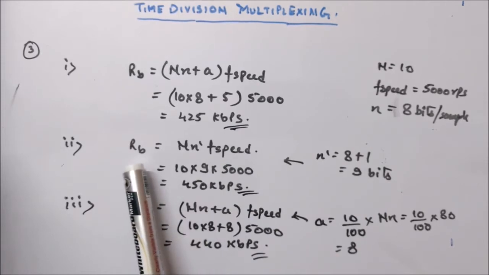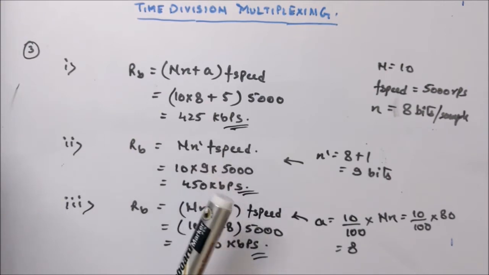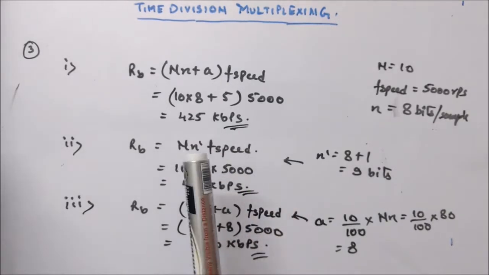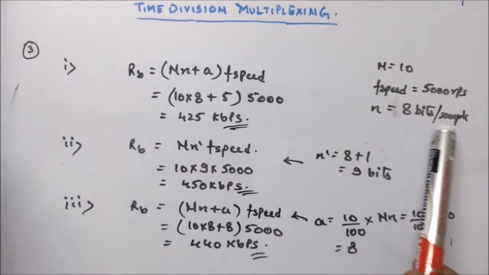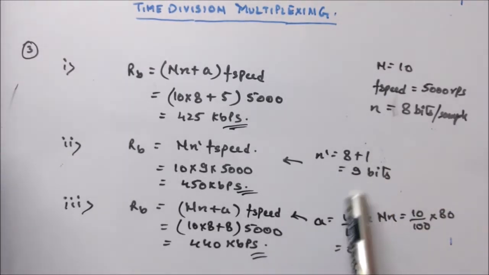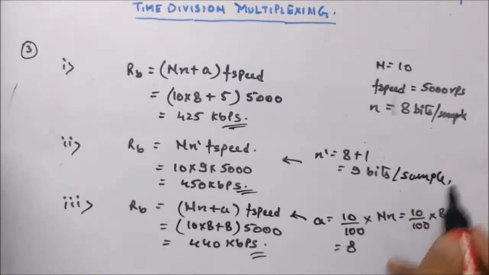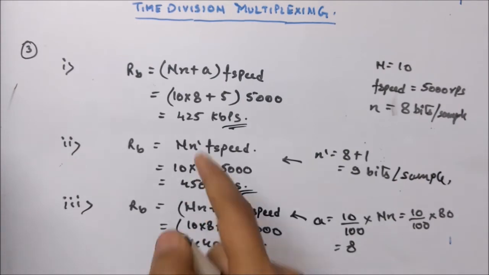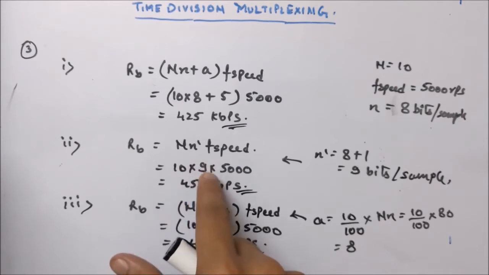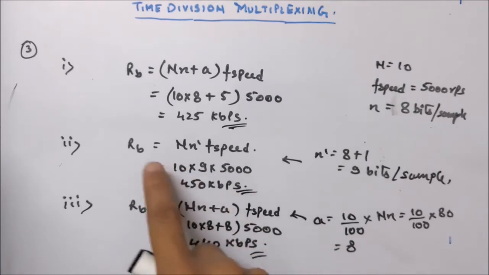Now for the second case, you will not have any synchronization bit. It is only said that one extra bit is used each frame. So each frame, each sample, we are using 8 bits. Instead of 8, we will use one extra bit, that is 8 plus 1, that is 9 bits per sample. And there is no synchronization bit for this case. So we will plug the values. N equal to 10, small n dash is equal to 9, f speed is equal to 5000, we will get 450 kilobits per second bit rate.